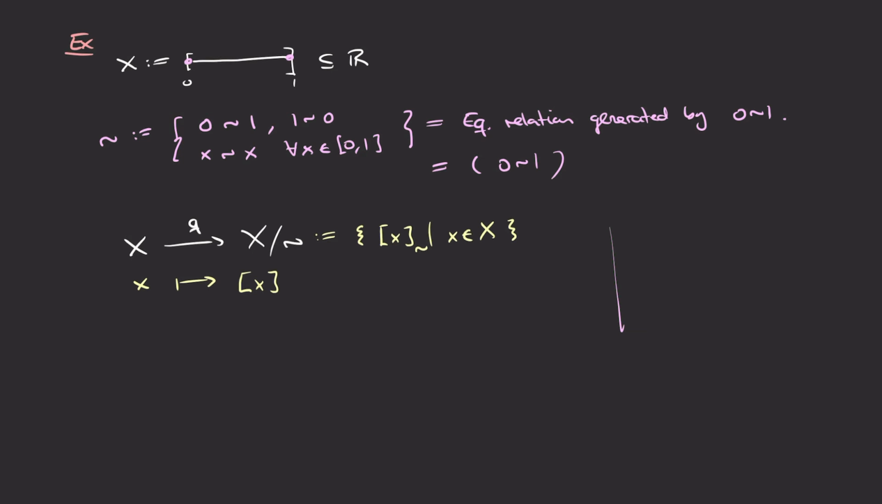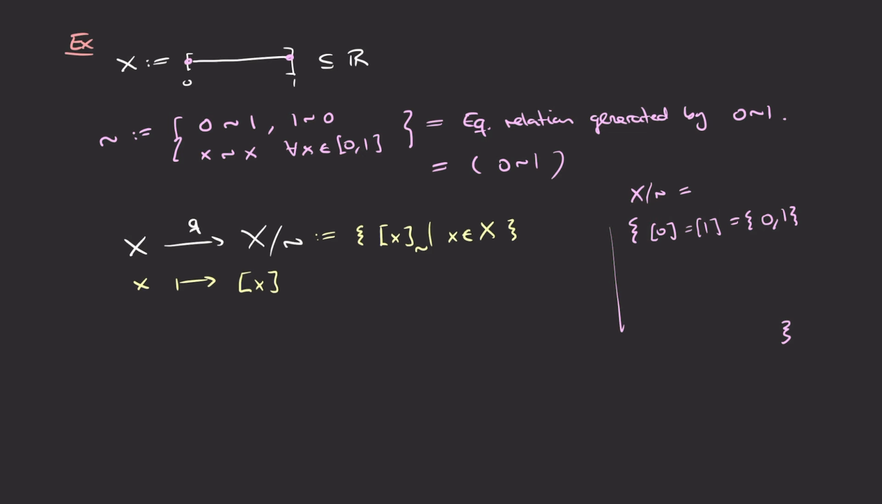Now, explicitly in our example, the set of equivalence classes under this equivalence relation which identifies 0 and 1 is as follows. So it's going to be a big set containing other sets, namely the equivalence classes. The first set it contains is going to be the equivalence class of 0, which is equal to the equivalence class of 1, since 0 and 1 are equivalent. And this is just the set that contains the points 0 and 1.